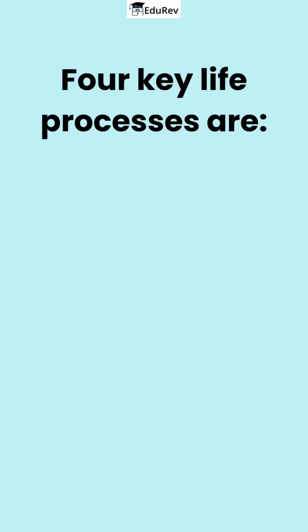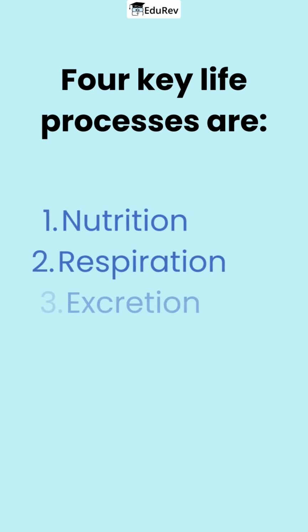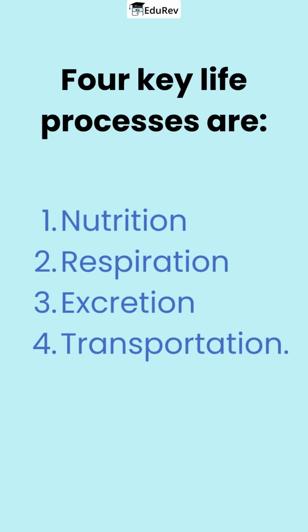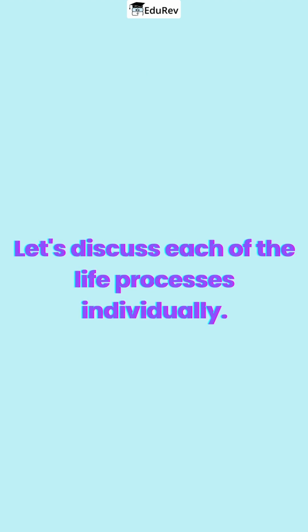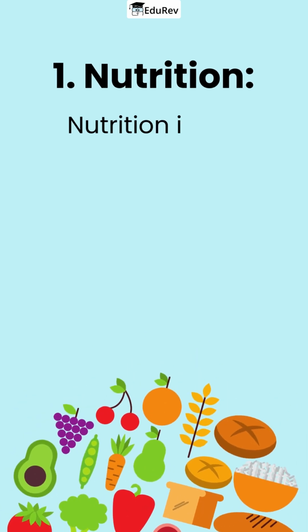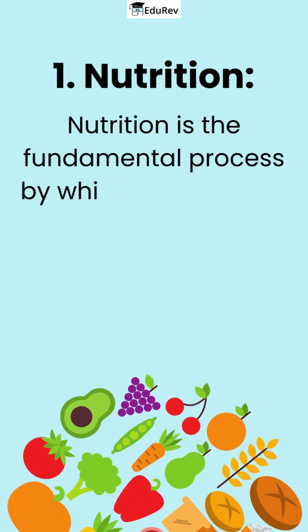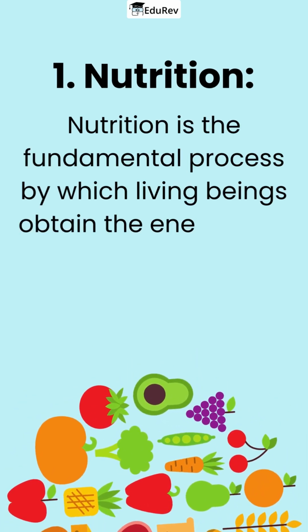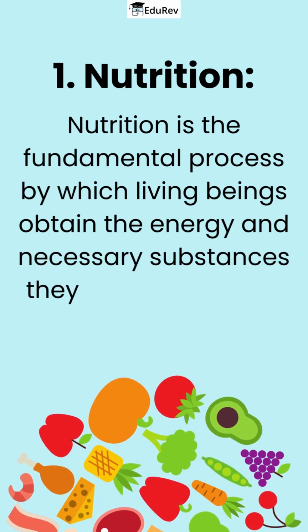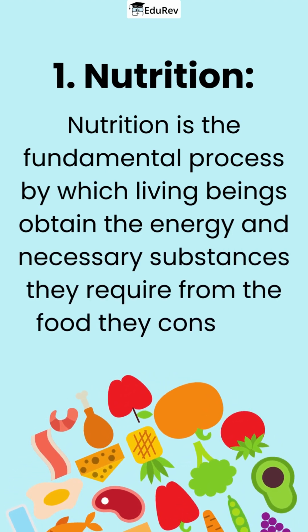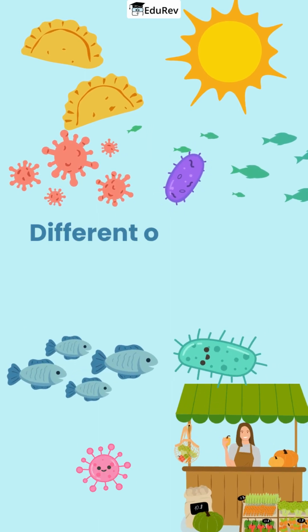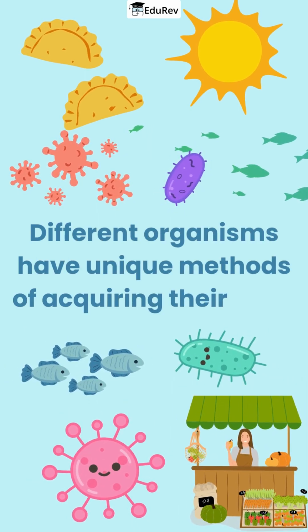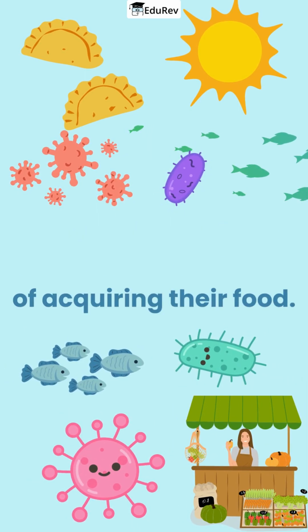The four key life processes are nutrition, respiration, excretion, and transportation. Let's discuss each of the life processes individually. Nutrition is the fundamental process by which living beings obtain the energy and necessary substances they require from the food they consume. It's important to note that different organisms have unique methods of acquiring their food.